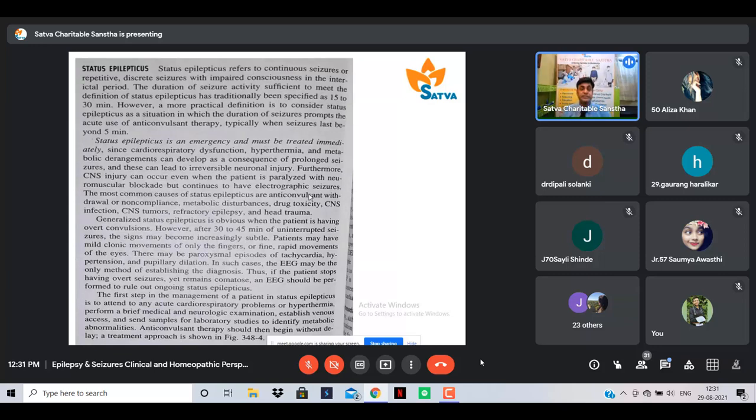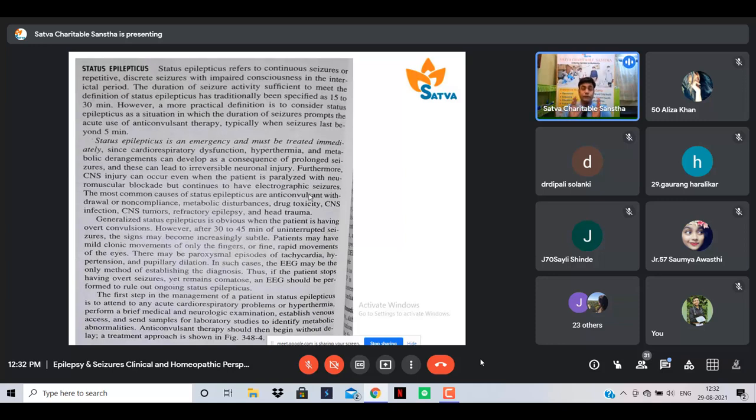So this is status epilepticus. What do you mean by this? This is a clip or a photograph of Harrison. I thought that I should not distort what is given in the original text. Status epilepticus basically means there are continuous seizures, which are repetitive and discrete seizures with impaired consciousness. There is loss of consciousness, and they are repetitive and discrete seizures, and the duration of the seizure can be from 15 minutes to 30 minutes.